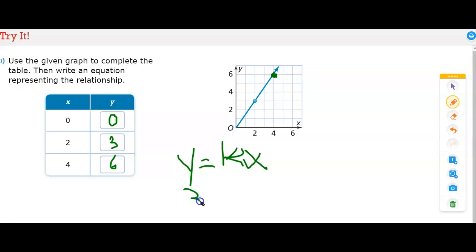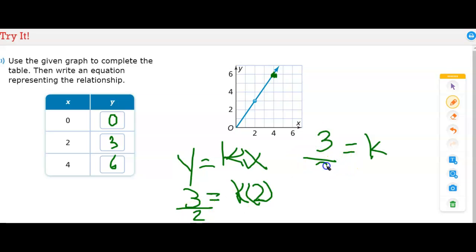We're going to take our 3 and place it in the value of the y, and we're going to take our x and replace it with the value of 2, and then we have our k, which is our slope. Now we are going to solve for k. So we're going to do the inverse of multiplying, because k times 2 is what that says. So we're dividing 3 and 2. So 3 divided by 2 is equal to k.